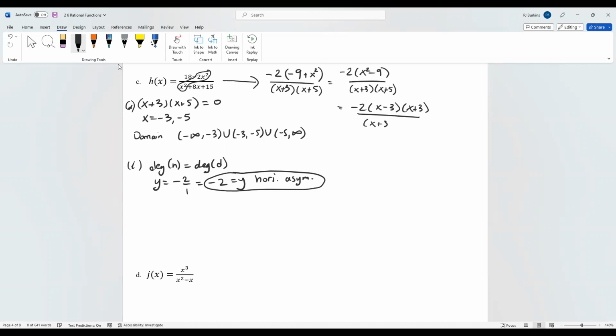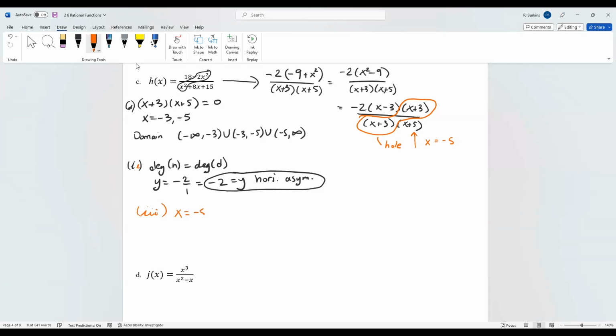Now, you might notice at this point that we have the same factor, x plus 3, in the numerator and the denominator. So because of that, that is going to be a hole. All right. And then the other term, x plus 5, which gave us x equals -5, is going to give us our vertical asymptote. Okay, so this was 2.